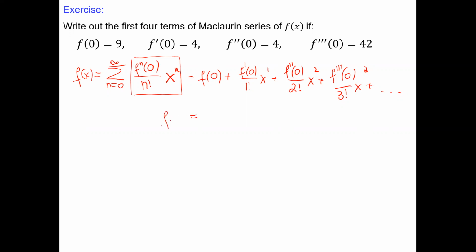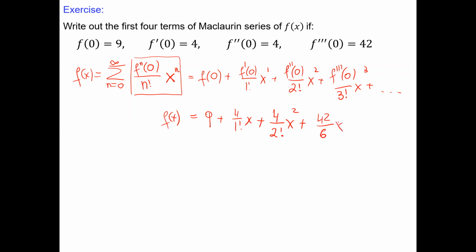That means our function, we have the coefficient. Value of the function for 0 is given 9. Value of the first derivative is 4. 4 divided by 1 factorial, it will stay 4. And then value of the second derivative at 0 is 4, but we will divide by 2 factorial. And value of the third derivative at 0 is 42. We will divide by 3 factorial.